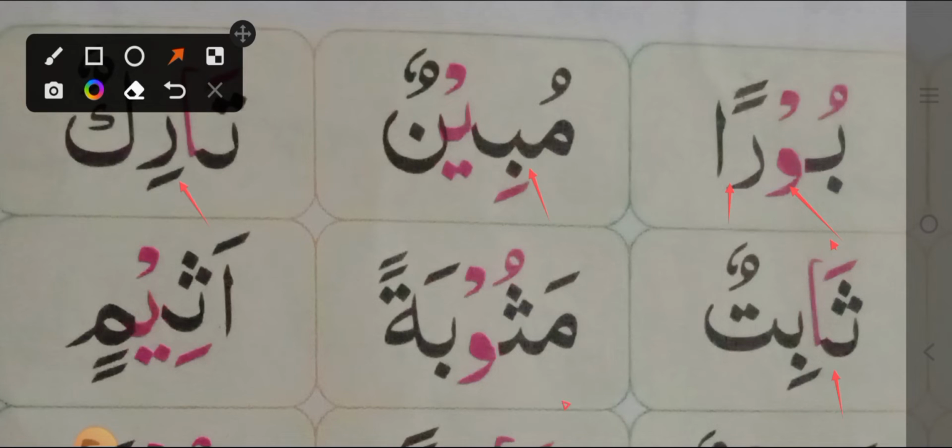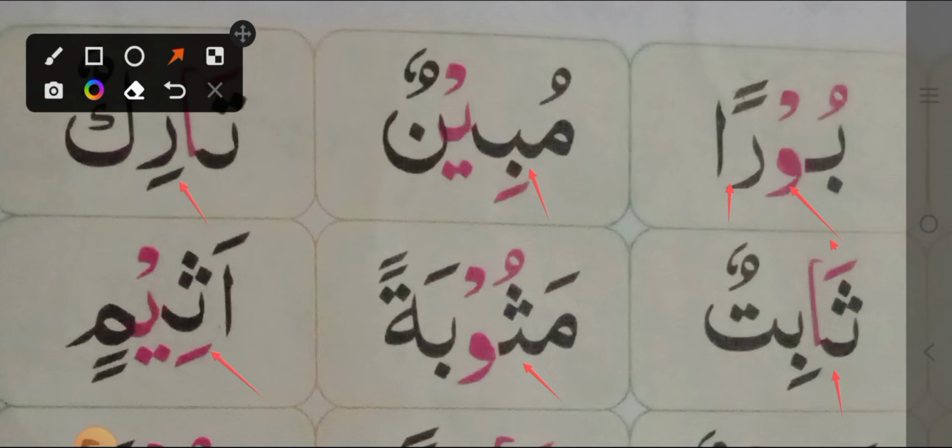Mim zabar ma, sa waw pesh su, masu, ba zabar ba, masuba, ta tu zabartan, masubatan. In stop, masuba.